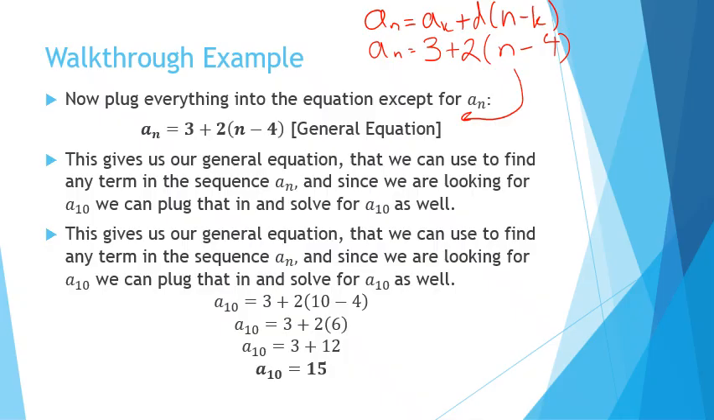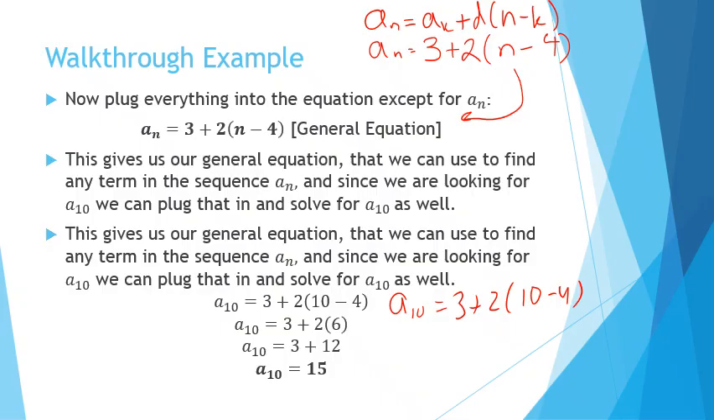And so here you can plug in 100 to get your 100th term for n. You could plug in a billion to get your billionth term. And so that's something that you can always do. Now we are looking specifically for a of 10 in this equation. And so all you have to do is just plug 10 in for n. So here a of 10 equals 3 plus 2, and then 10 minus 4.